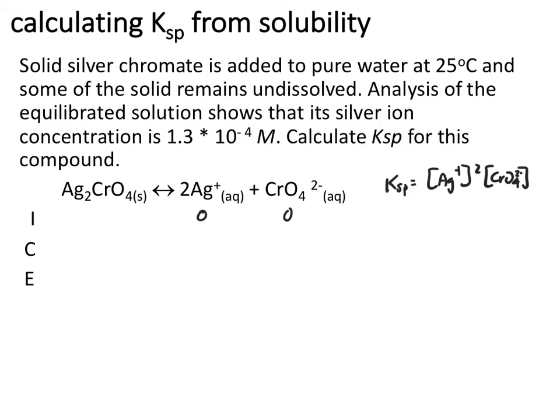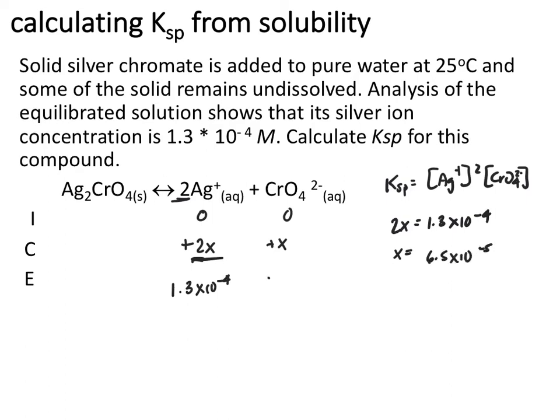We know, though, that as that solid dissolves, we're going to end up increasing the quantity of our silver and chromate ions respectively. Notice there's a 2x here because of the coefficient. Now we're going to look at our equilibrium values. We've been told the equilibrium concentration of our silver ion, so we can utilize the relationship that we have here to figure out what x is. 2x is going to equal 1.3 times 10 to the negative 4th. If we solve for x, we're going to get 6.5 times 10 to the negative 5th.